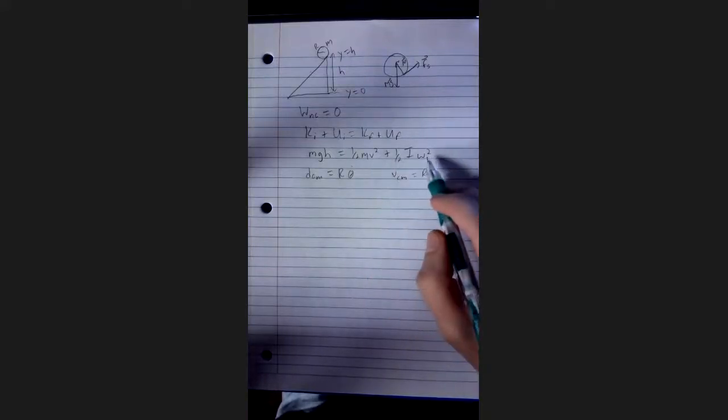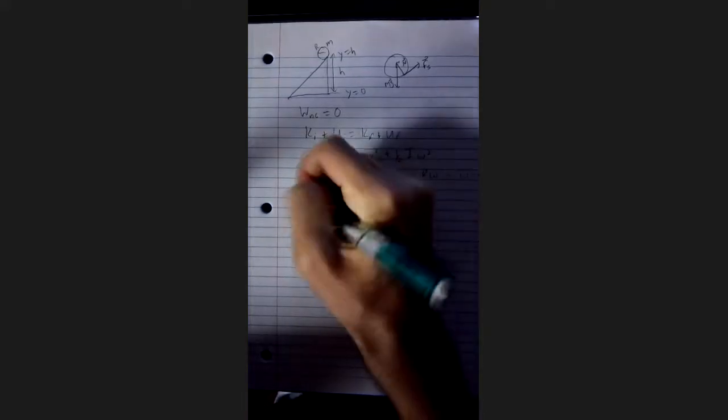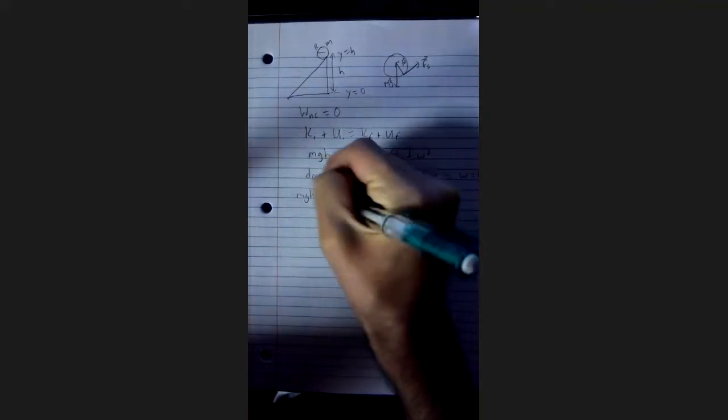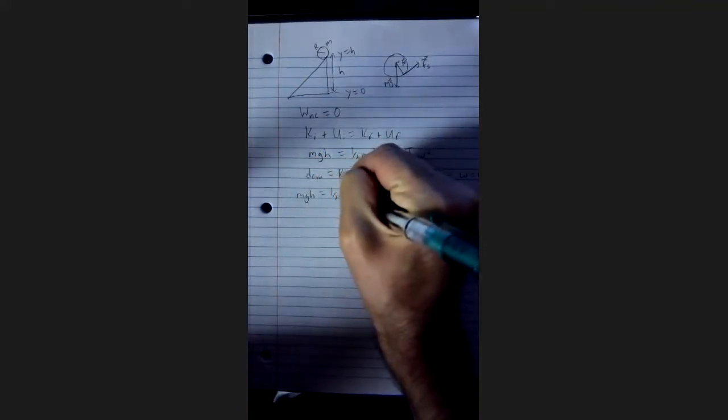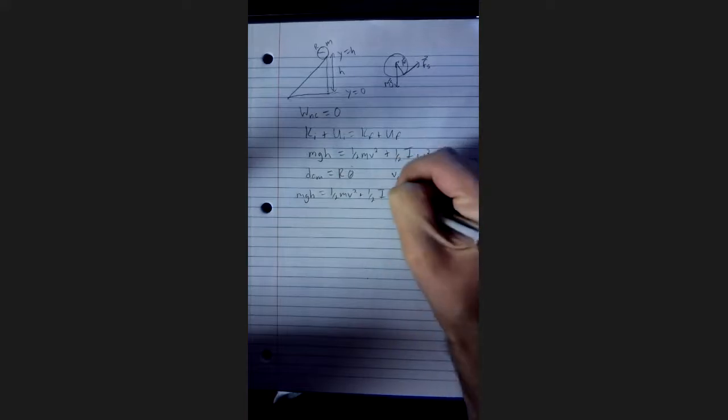term. So we can replace our omega here with, if we solve for this, omega is v over r, which means we can rewrite our equation here like this. So now we only have one unknown, and that is the velocity. Before we solve for that, we need to know our moment of inertia.